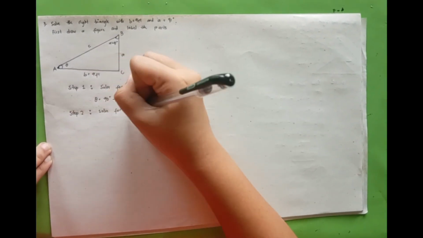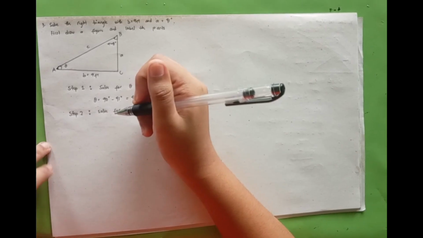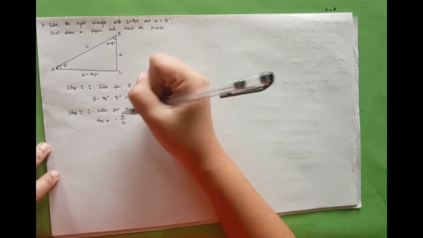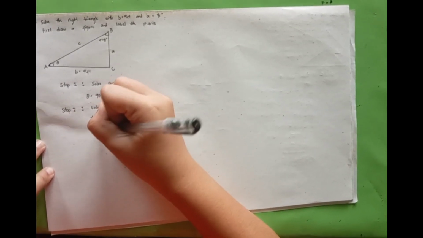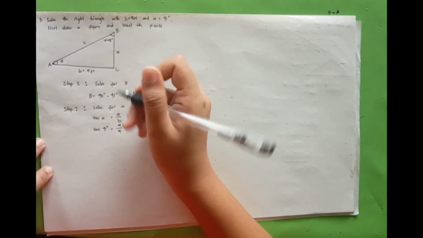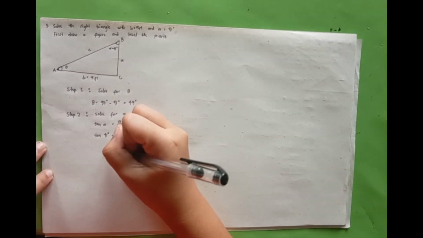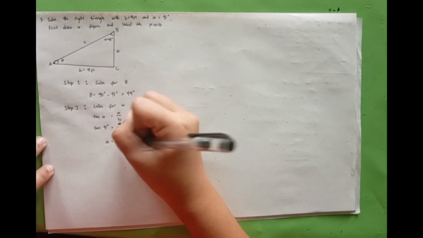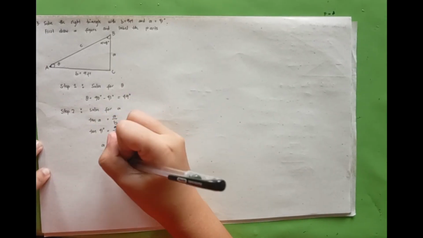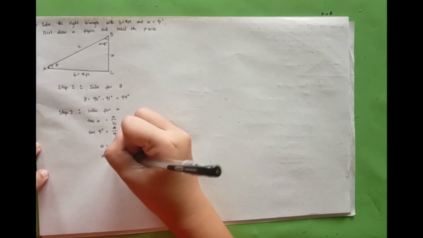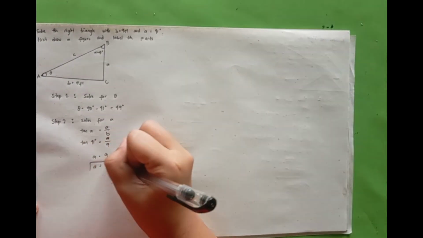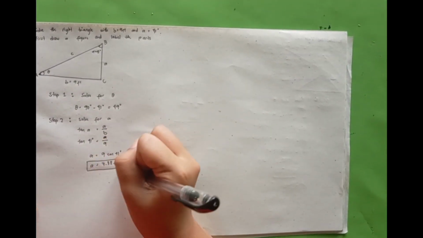Now let us solve for our A. We use the tangent ratio. Then we substitute. Then multiply both sides by 9. Then calculate. Therefore, our A is equal to 7.88 feet.